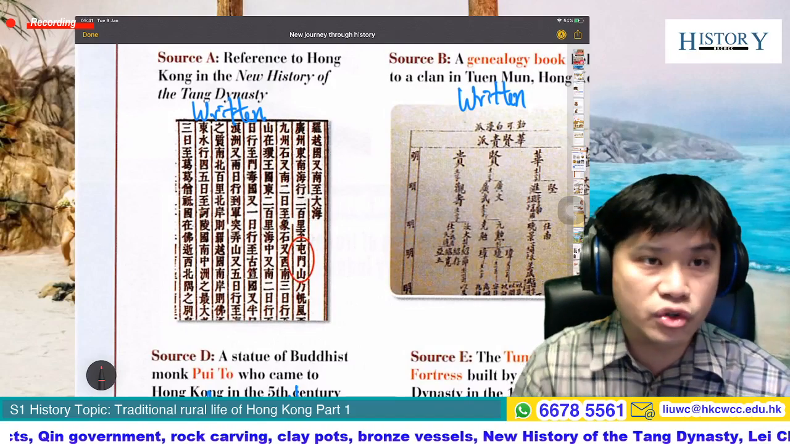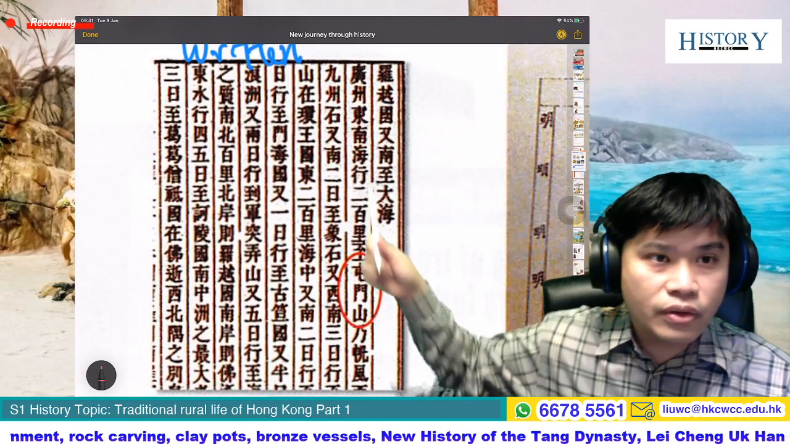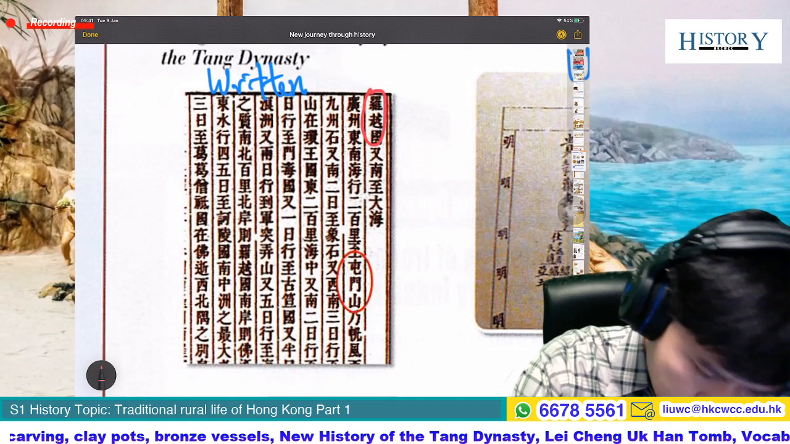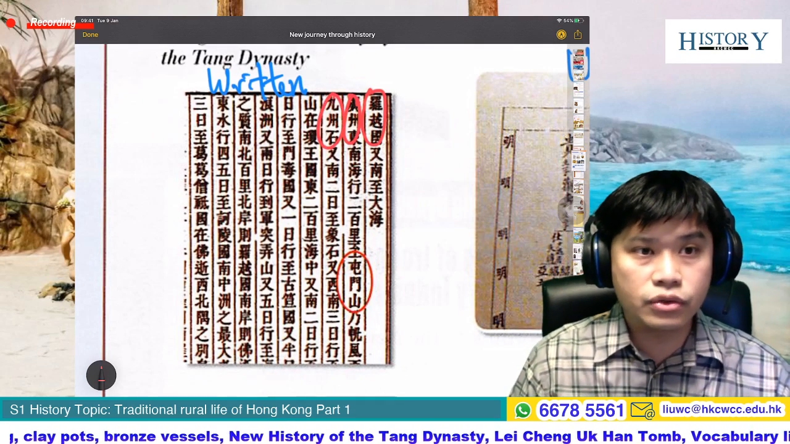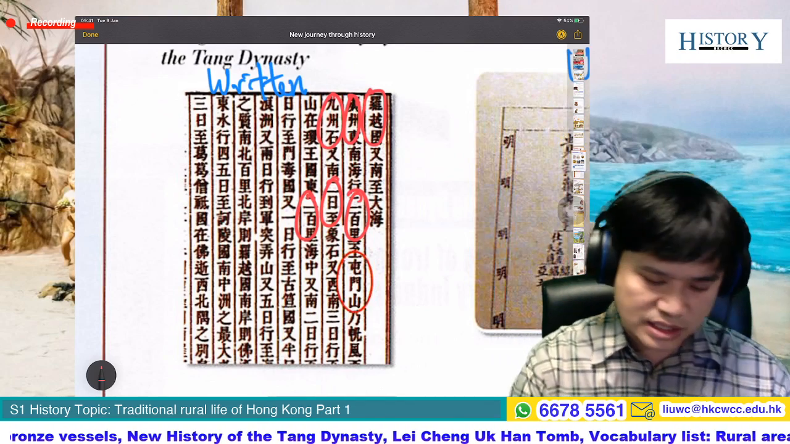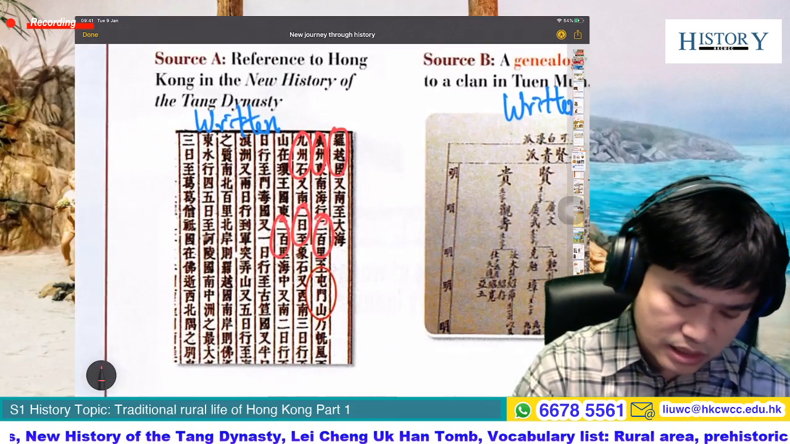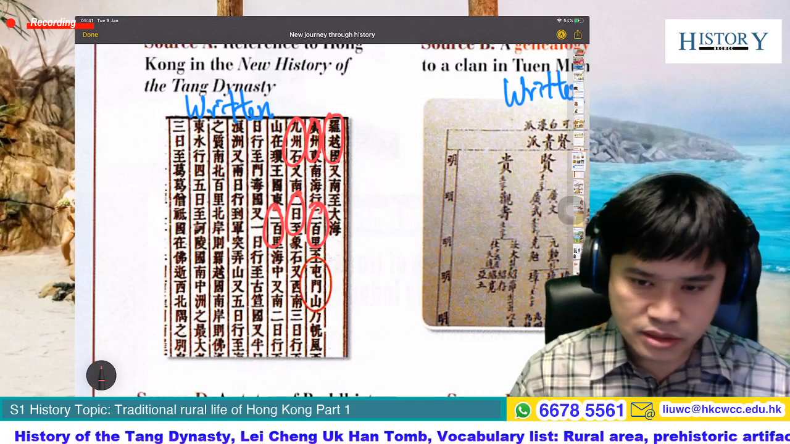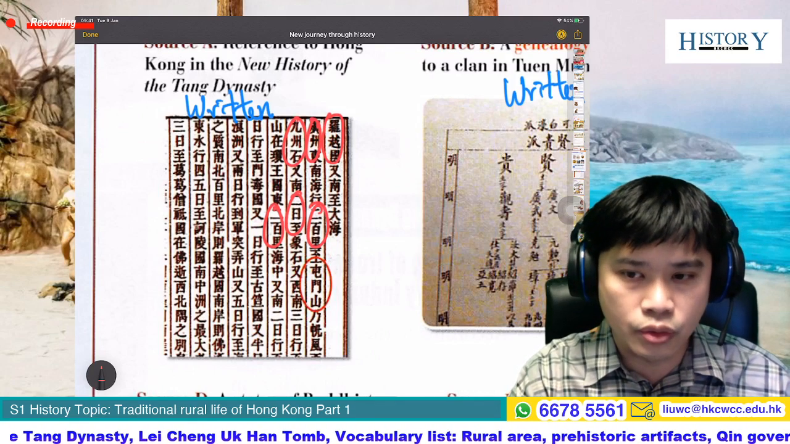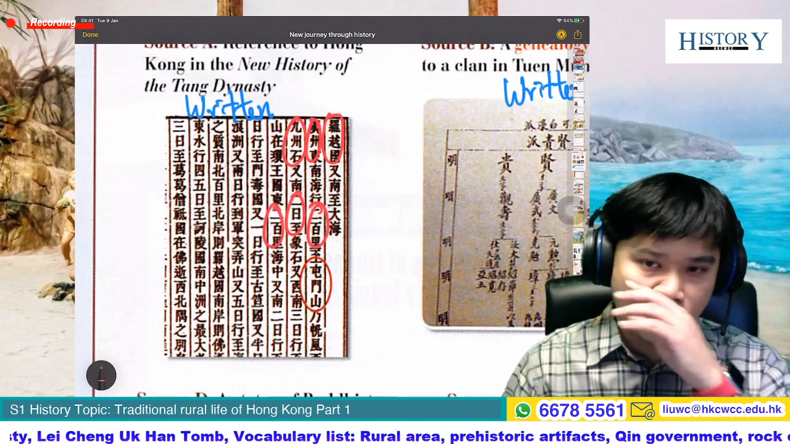Let's have a look at source A. This time, you need to read the information. If you look at the information of source A, what can you see? You can see some names of places, right? You can see the distance. So what is it exactly? The title mentioned the reference to Hong Kong, and this is about the names of places. Therefore, I may tell you this is related to the territories of Hong Kong.